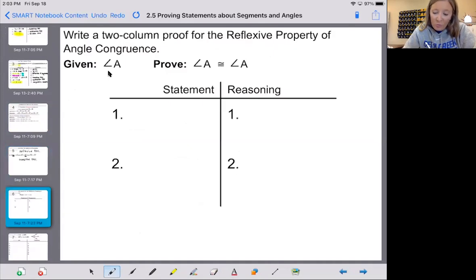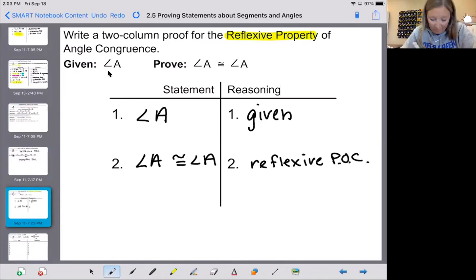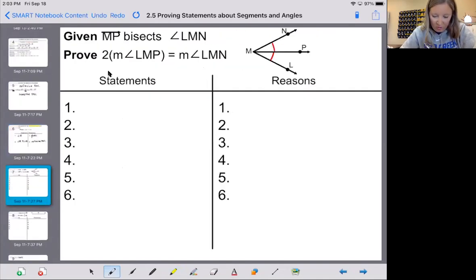Write a two-column proof for the reflexive property of angle congruence. So it says, given angle A, prove angle A is congruent to angle A. Okay. Well, if I was given angle A, I can say it's congruent to itself by the reflexive property. Simple enough.